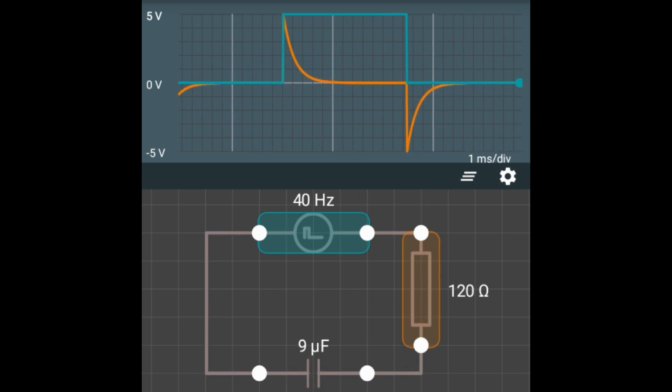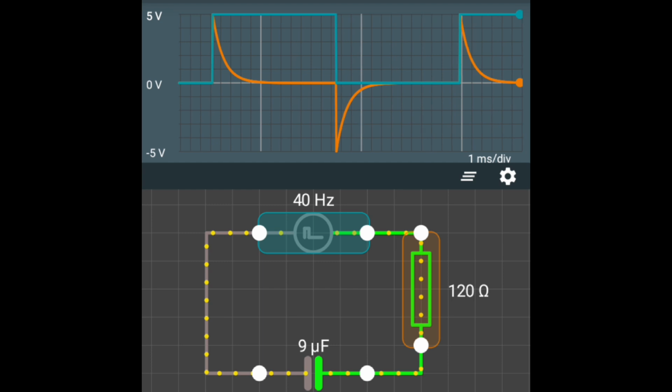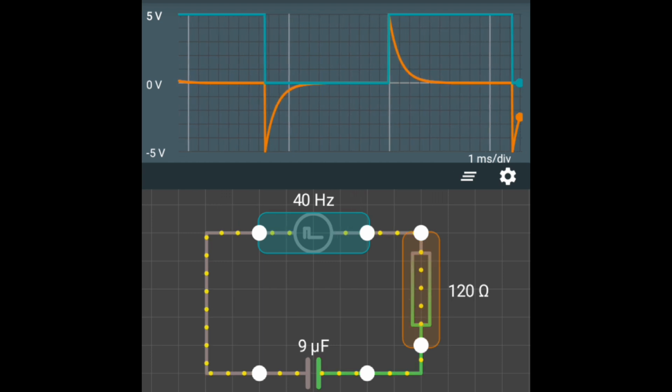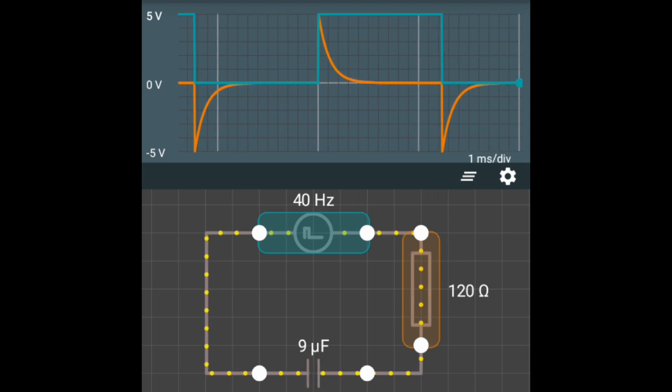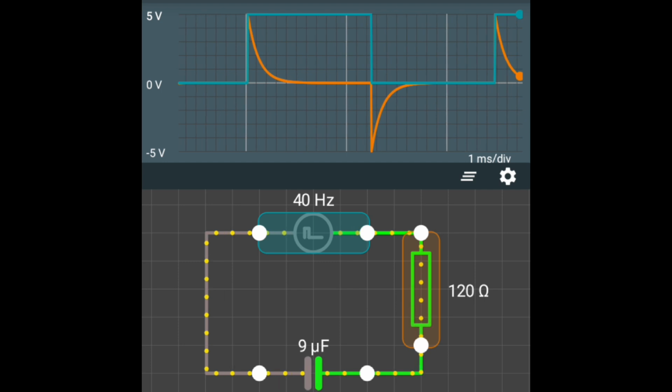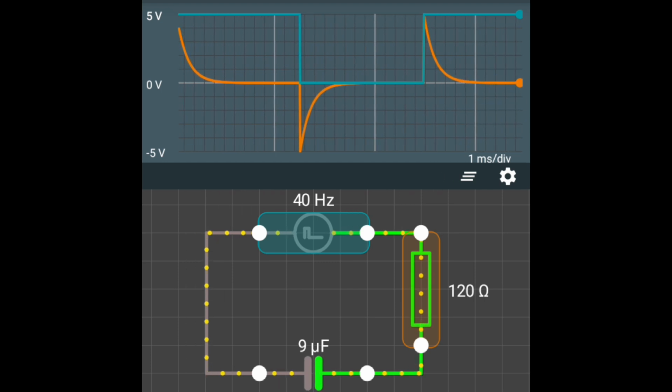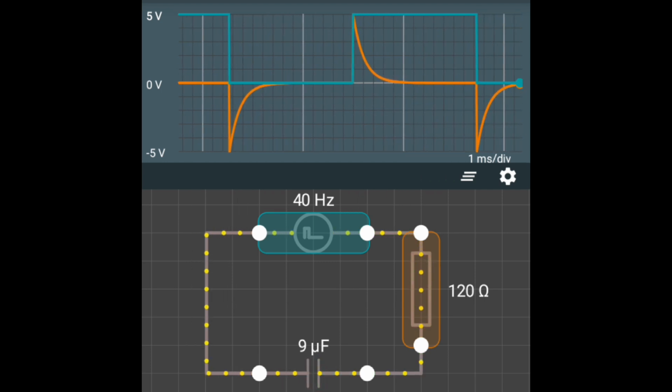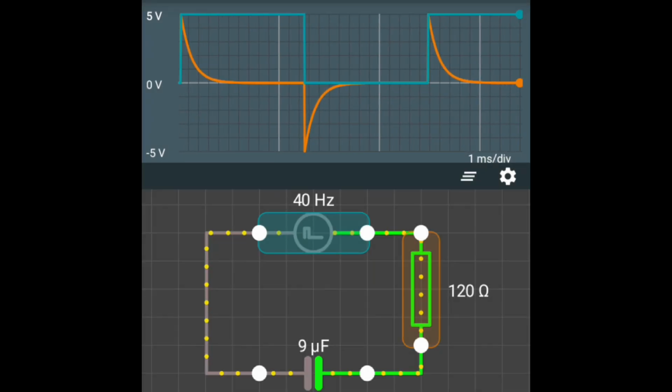fast changes in signals. So, in summary, a passive differentiator consists of just a capacitor and a resistor. It amplifies sudden voltage changes, not steady signals. A square wave input results in sharp pulses at the transitions.